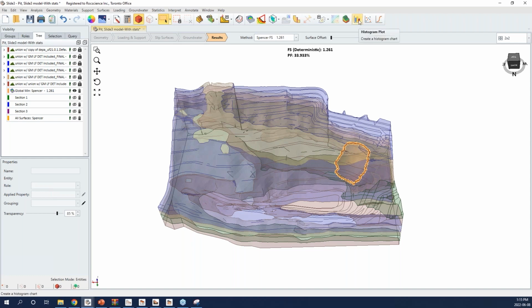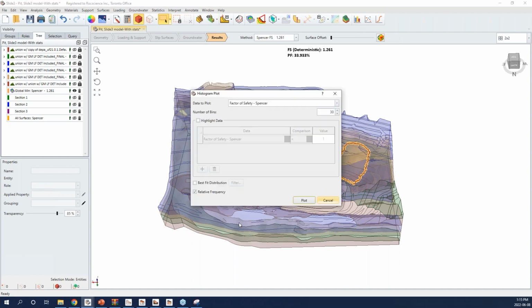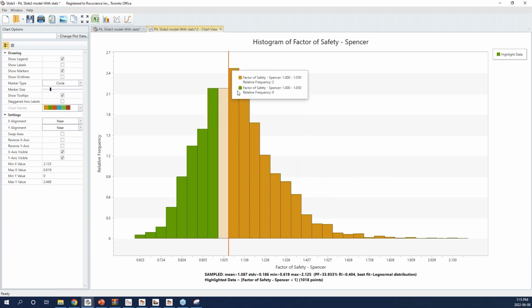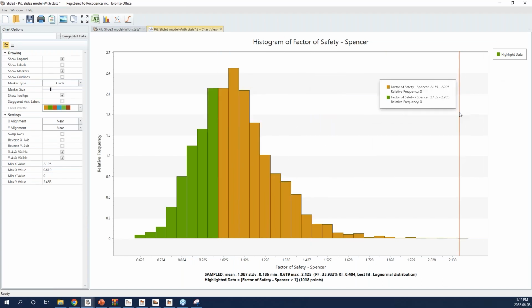So in terms of statistical results, we can plot different histograms and scatter plots. Let's start with the histogram. You can plot the histogram of the factor of safety, and you can also highlight it. For example, for this case, we want to highlight the region of the factor of safety of less than 1. So we click on plot, and the software gives you the histogram.